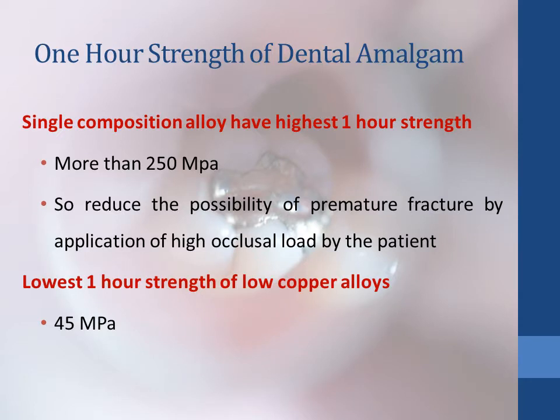So the 1 hour strength of dental amalgam of the single composition type, compared to the old conventional low copper amalgam, is the highest. They achieve more than 250 megapascals of strength by the first hour, so they can reduce the possibility of premature fracture by application of high occlusal loads. In that case, we don't have to tell the patient to wait for one whole day or 8 hours. And the lowest 1 hour strength is of low copper alloy, as mentioned in the previous slide. It is just 6%, and that is about 45 megapascals.